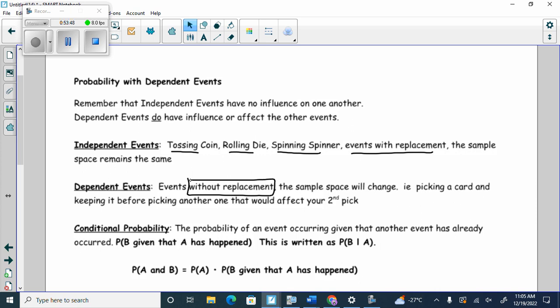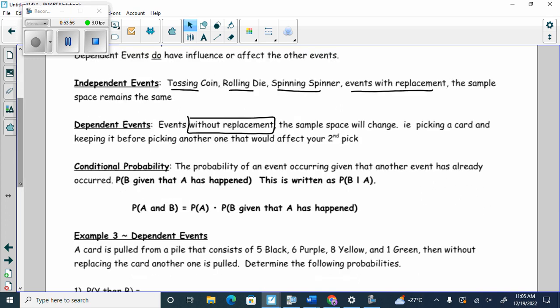Example, picking a card and keeping it before picking out the next card, you have 51 cards, right? You've totally changed your sample space. You've totally changed your total outcomes. So what the heck is the dependent formula? Well, the dependent formula is this. Probability of A and B equals the probability of A, and then it's this weird symbol. Probability of B given A. It's this little straight up and down line. I don't know why I made it a slash.